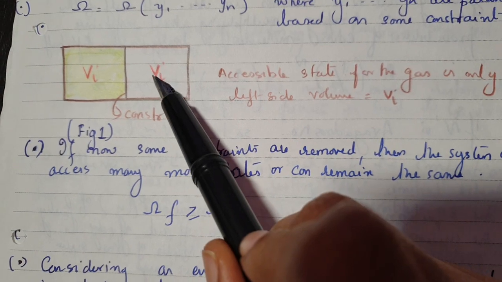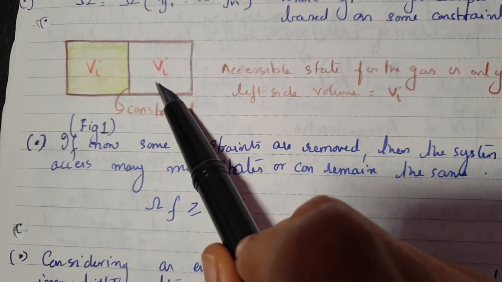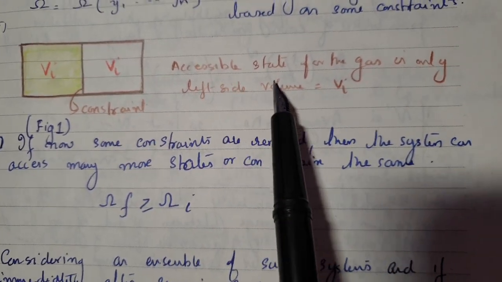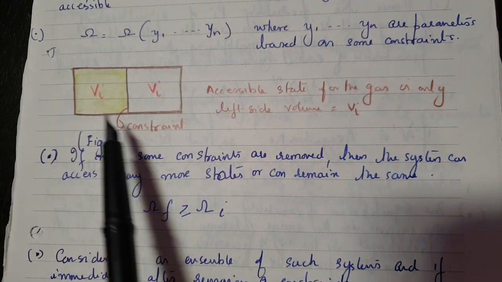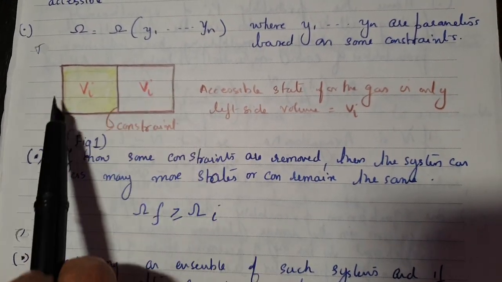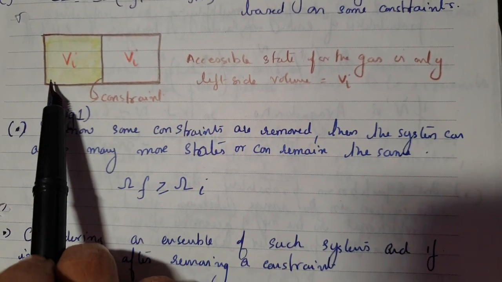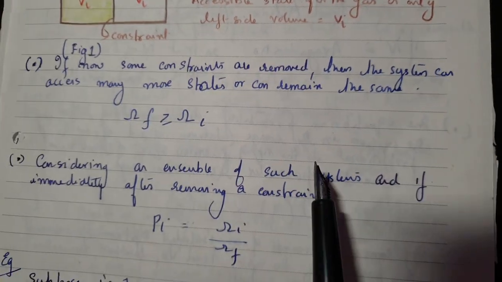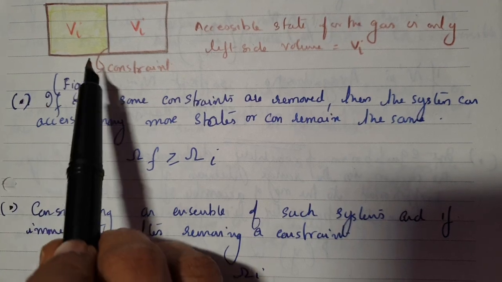This gas cannot go this side, so the particles of the gas cannot be exchanged to the right side, so this is your constraint. So what is the accessible state for the gas is only left side volume Vi. The accessible state for this system is only the left side Vi. Okay. So now if you suppose that this constraint is suddenly removed, so then what happens?